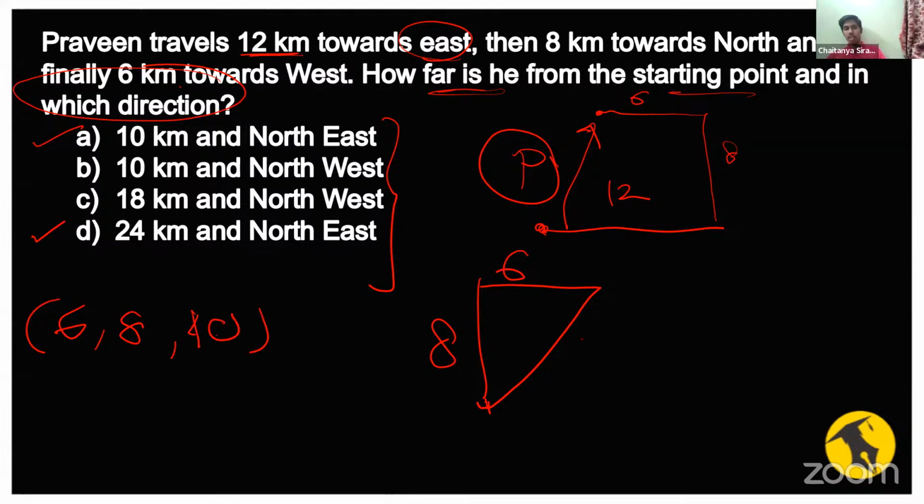So the correct answer would be 10 kilometers. The distance between the starting point and the final point is 10 kilometers, and the direction is northeast. So correct answer is option A. All right, fairly easy question.